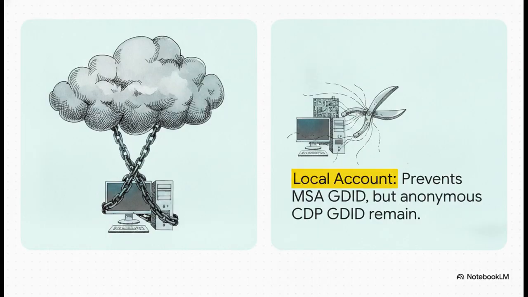Now, I know what you're probably thinking. Okay, I'll just use a local account, right? And while a local account does stop some of the bleeding, it prevents the cloud sync and the cloud-tied GDID, it doesn't stop the baseline tracking floor. Even on a completely local account, Windows generates an anonymous device ID, it still collects your hardware fingerprints, and that required diagnostic data we talked about earlier, yep, that's still being transmitted.